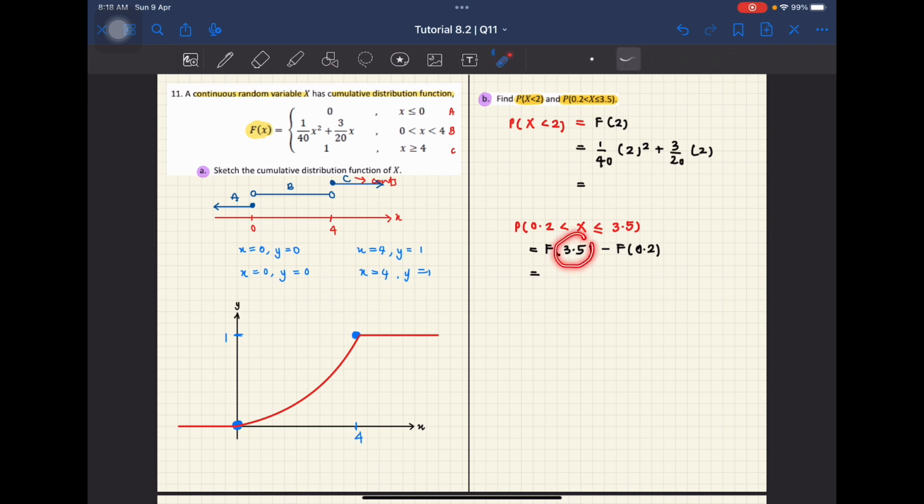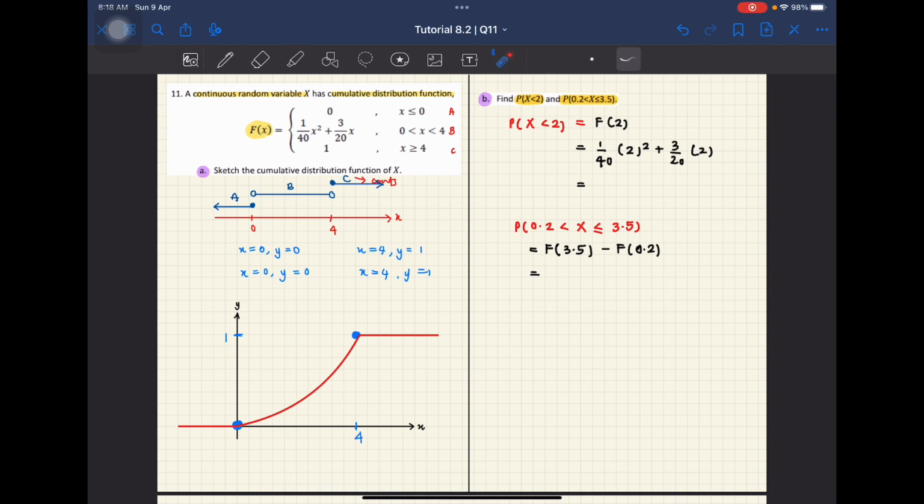Okay, so 3.5 lies in this range, so substitute ke dalam ini, and 0.2 pun lies in this range juga, so substitute this function as well. Okay, so we are using the same function lah, sebab both value of x, 3.5 and also 0.2 lies in this range. Right, so just masukkan saja nilai, so awak akan dapat jawapan. So this one saya tak perlulah nak tunjuk kat awak macam mana.